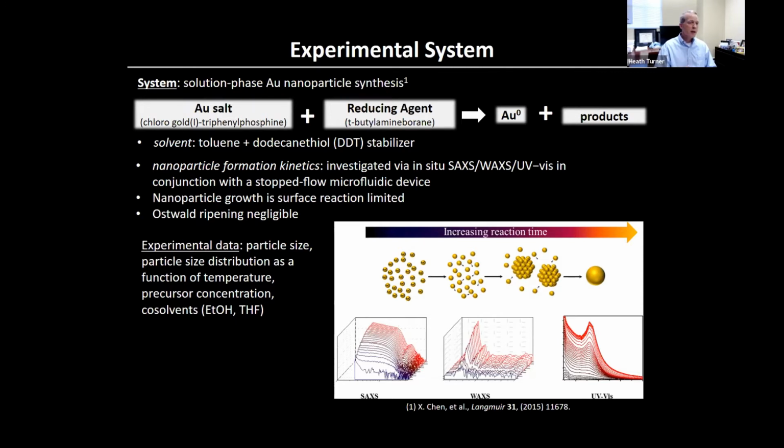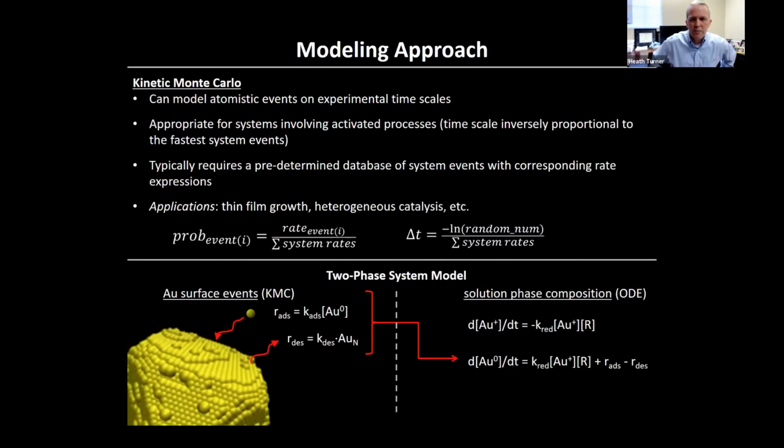And there's some detailed experimental data that was available for the system. We're making some comparisons against this Langmuir paper from 2015. They have very precise information about the growth of these nanoparticles as a function of time. They have particle size distribution, as a function of temperature and also as a function of the precursor concentration. So it provides a great deal of information in terms of putting together a model to try to make some predictions about these nanoparticles.